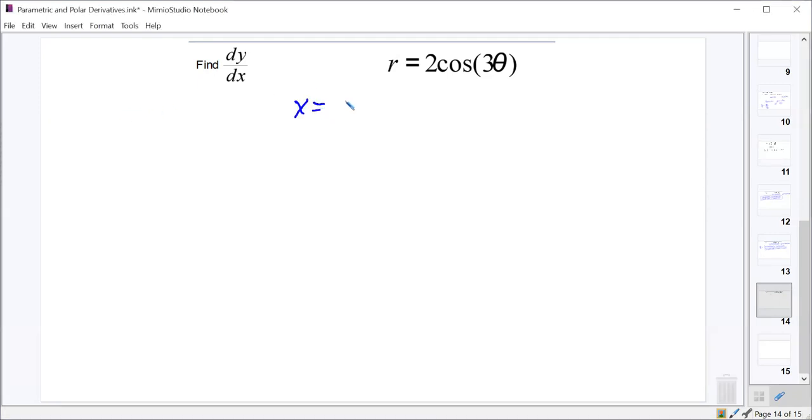So we've got x equals 2 cosine 3 theta cosine theta, and y equals 2 cosine 3 theta sine theta. Everybody agree with that? I know you're not done with this yet, but.